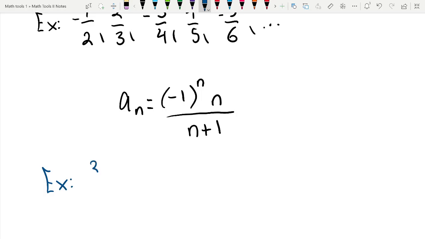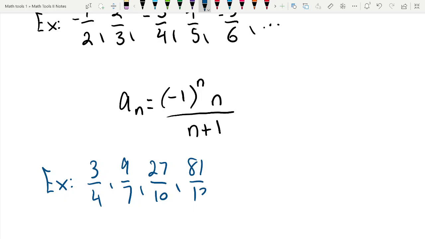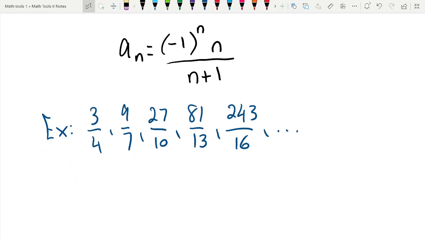So let's look at another example. Let's say we have 3/4, 9/7, 27/10, 81/13, 243/16. We want to look for some pattern here. You might notice that the top numbers are powers of 3. And then you might notice that the numbers on the bottom are increasing by 3 in every term. So the first thing we can note is that the top numbers could just be 3 to the n, right? So 3 to the first, 3 to the second, 3 to the third, etc.